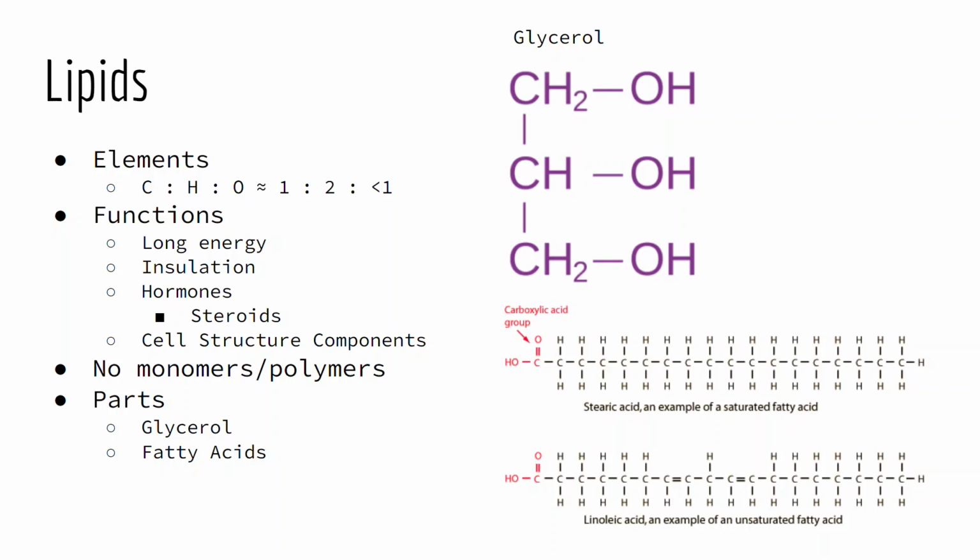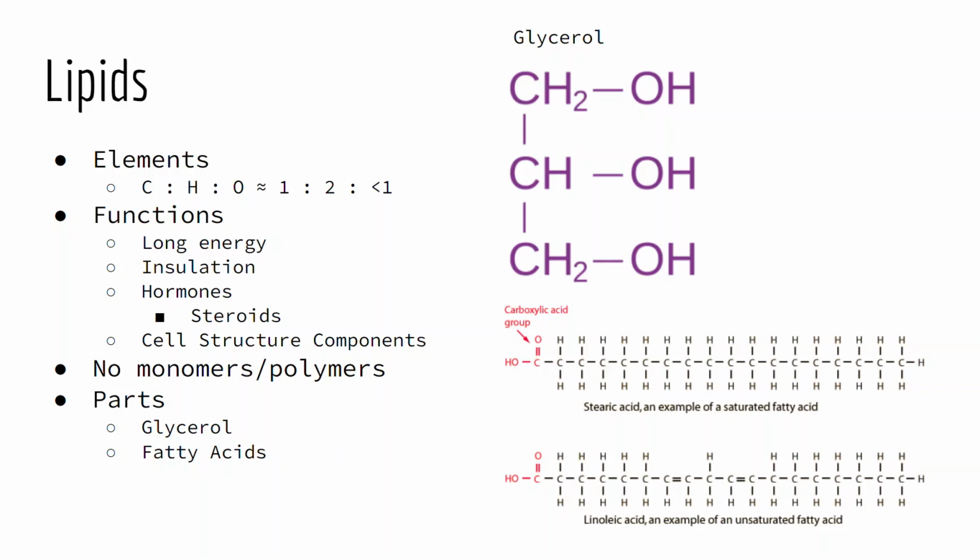Lipids can also act as hormones, which we'll talk about a little bit later, because steroids are a type of lipid. And just like carbohydrates, lipids can also be cell structure components. Cholesterol is a very important part of the cell membrane, as we'll discuss very soon. And lipids don't have any monomers or polymers, they just have parts.